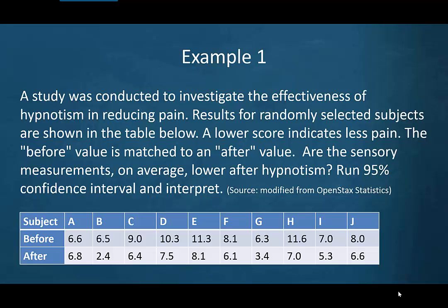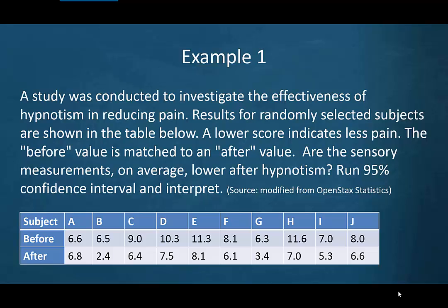And so we have subjects A, B, C, D, E, F, G, H, I, J. So subject A before was 6.6, after 6.8. B, 6.5, 2.4. C, 9.0, 6.4. D, 10.3, 7.5. E, 11.3, 8.1. F, 8.1, 6.1. G, 6.3, 3.4. H, 11.6 to 7. I, 7.0 to 5.3. And J, 8.0 to 6.6.